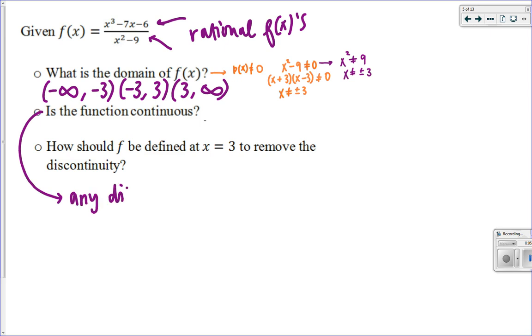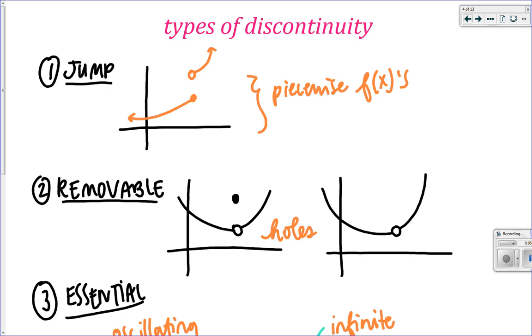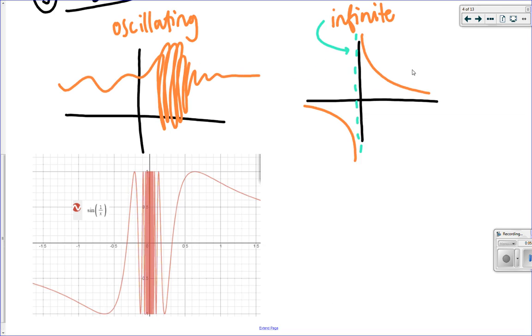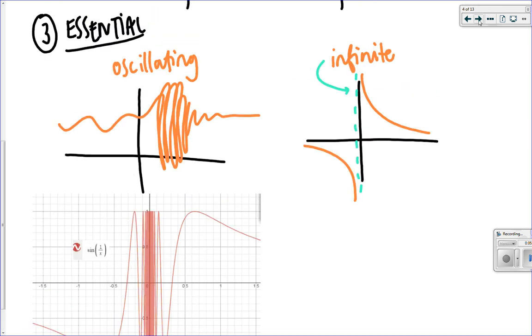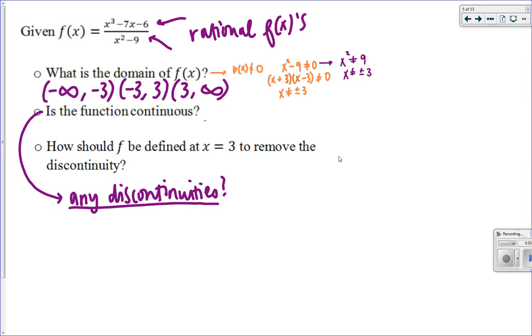Any discontinuities? The two main ones we saw, and I'm going to go back, are jumps and removable holes. Jumps, they've got to jump. Removable holes, hey, we know how to find holes. And then infinite was these asymptotes. We know how to find asymptotes. So now we need to ask ourselves, are there any holes? Are there any vertical asymptotes? We'll start with the hole.